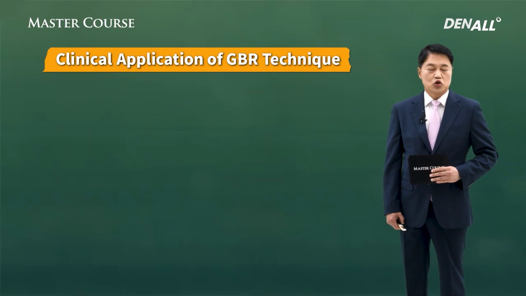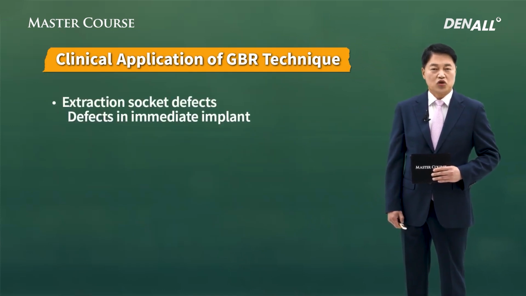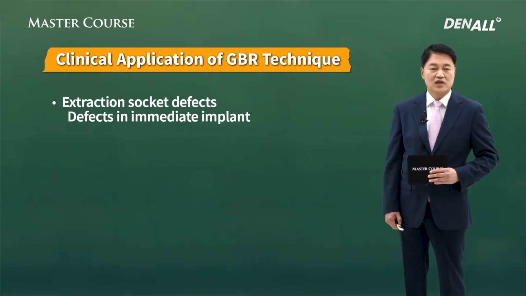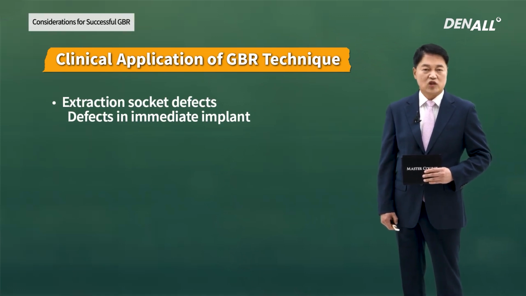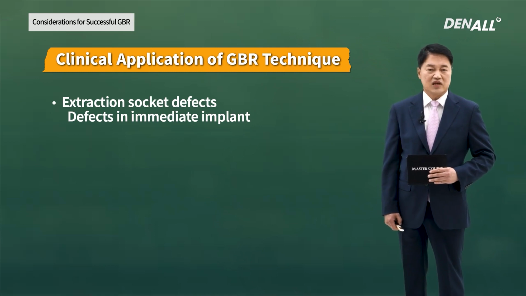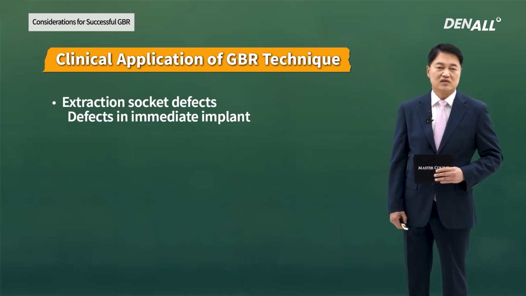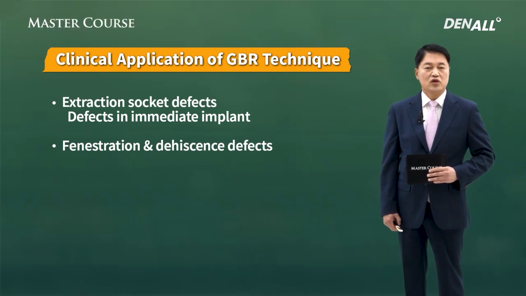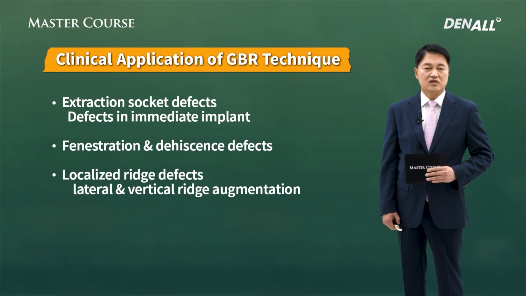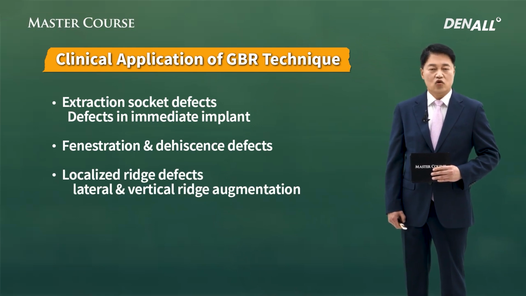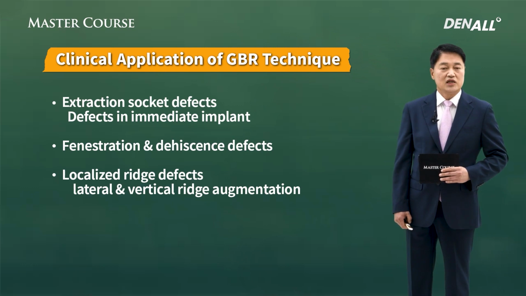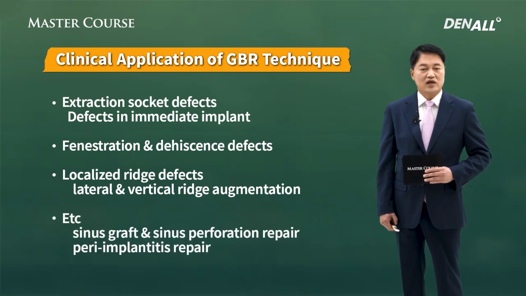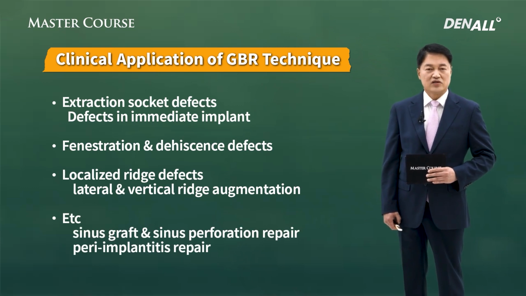There are multiple ways you can apply GBR technique clinically. You can apply them in extraction socket defects and also in defects in immediate implant placement. In general, you can use them in fenestration and dehiscence defects as well as localized ridge defects. You can do lateral and vertical ridge augmentation. You can also do sinus graft, sinus perforation repair, and peri-implantitis repair.